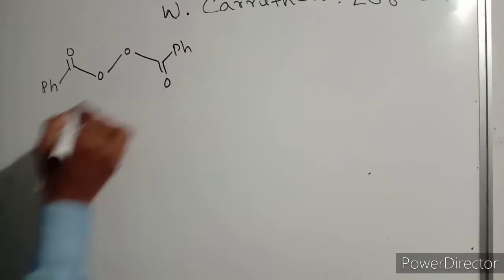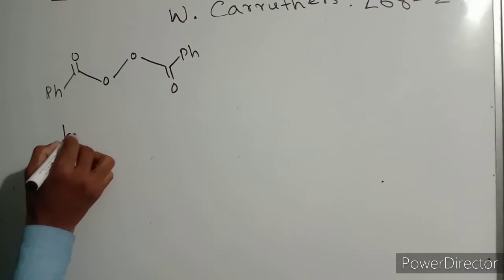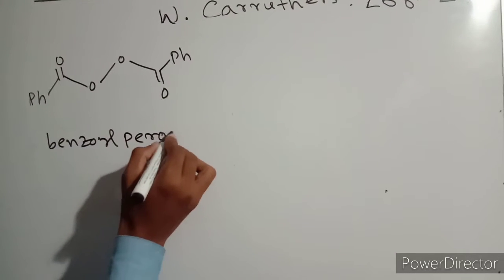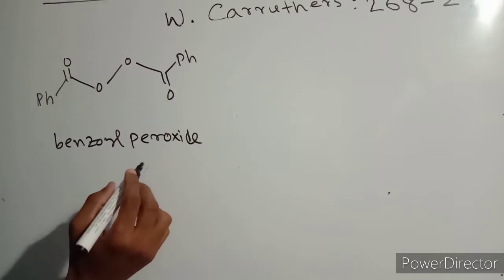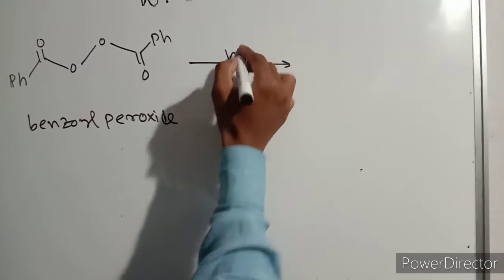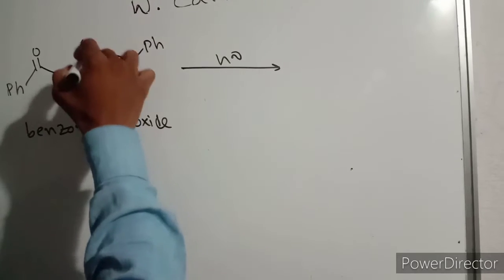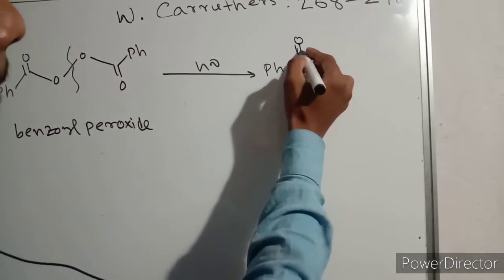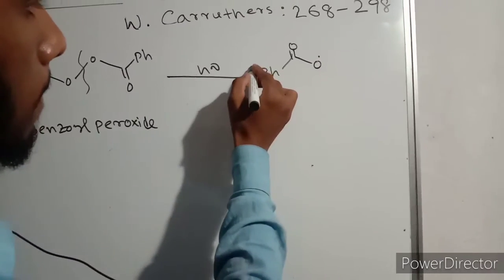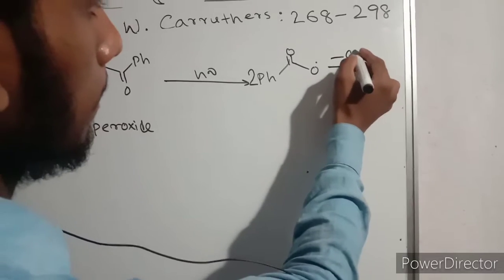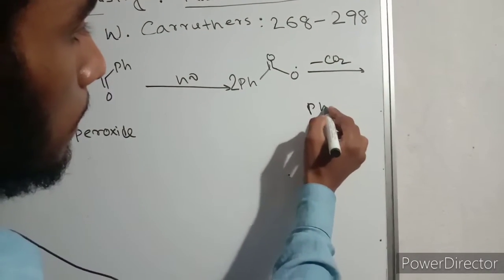This is the structure of benzoyl peroxide. If we treat benzoyl peroxide with h nu, what will we get? The peroxide bond cleaves, and carbon dioxide will be eliminated, and we get a phenyl radical.